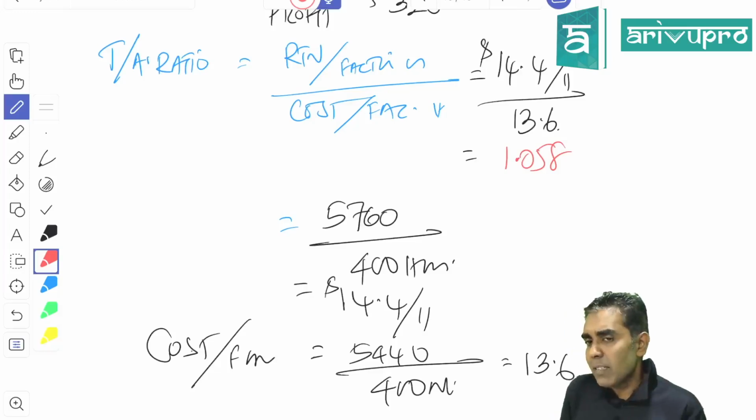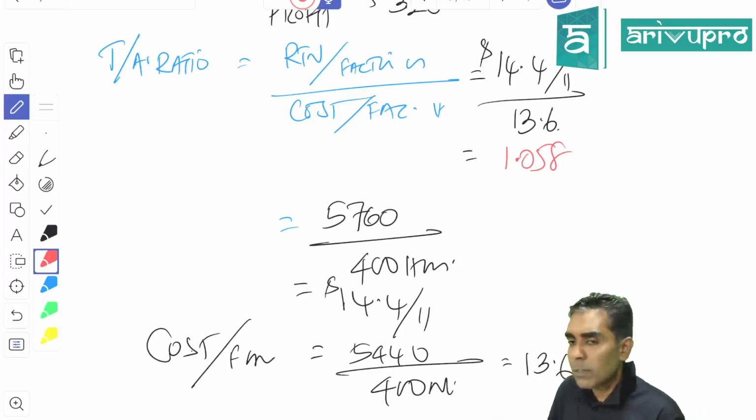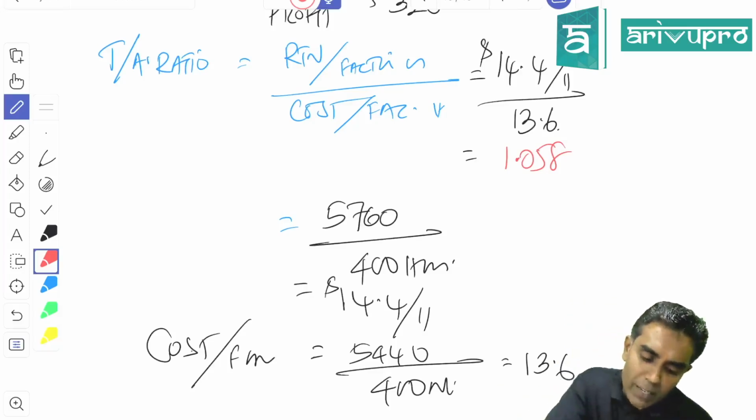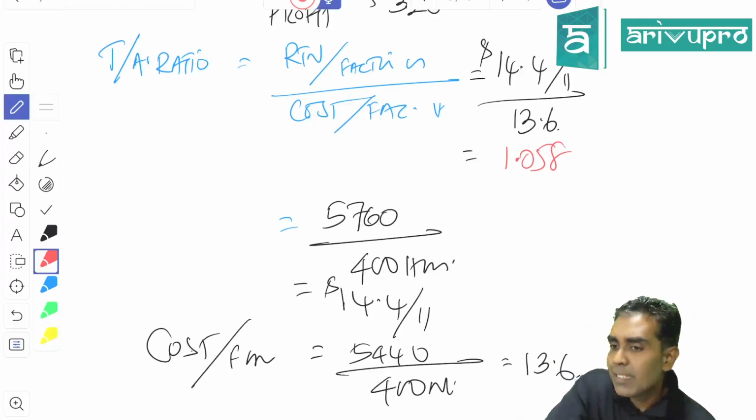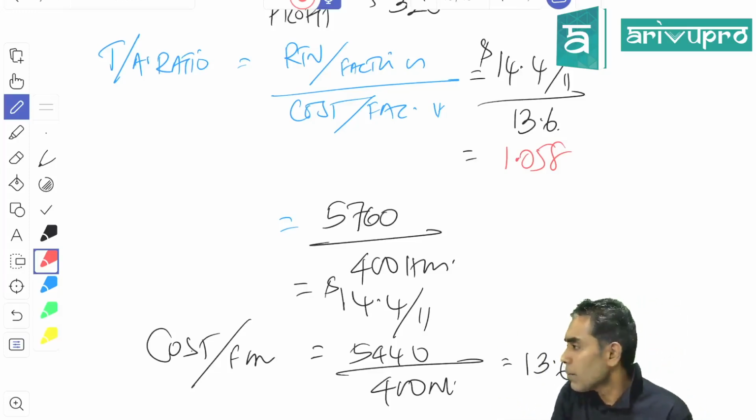But what I would advise: this is the answer given in the examiner's answer, but my idea is the TA ratio should have been calculated individually for each product. Then only you can decide which product will continue and which will be discontinued. You may ask me, what is the cost per factory hour? It is 13.6, and that is applicable for each product.